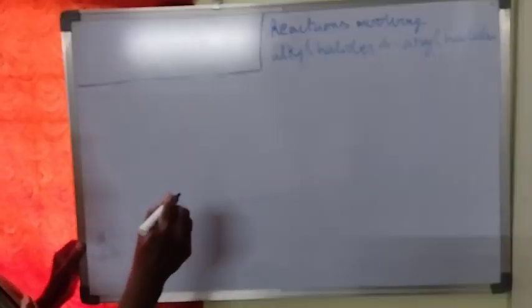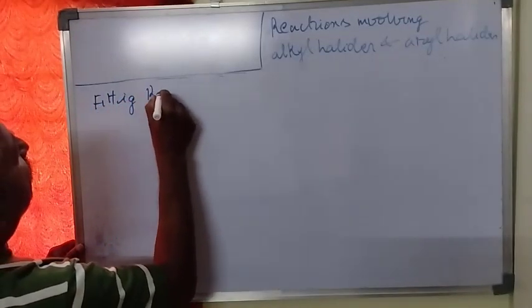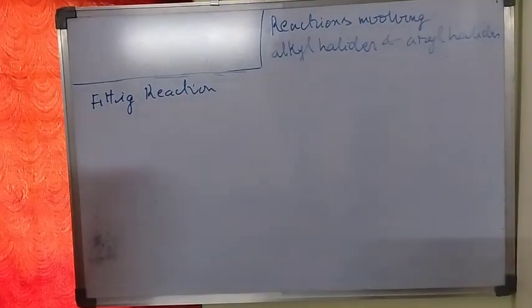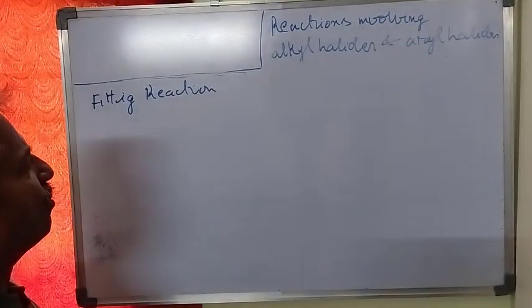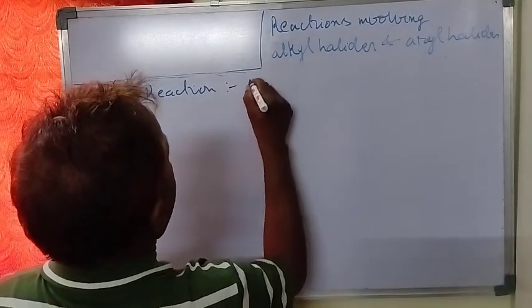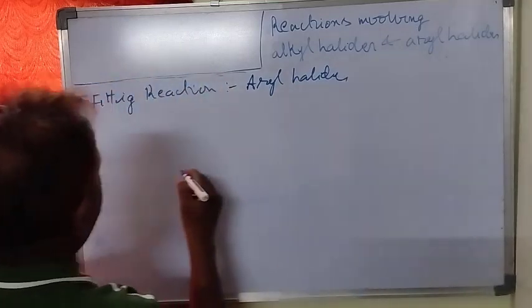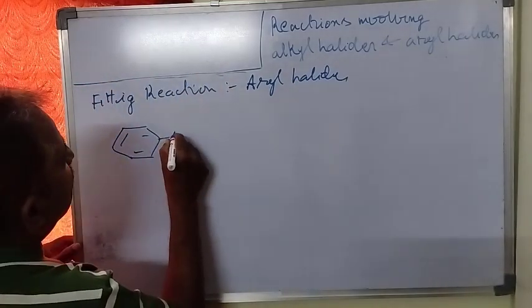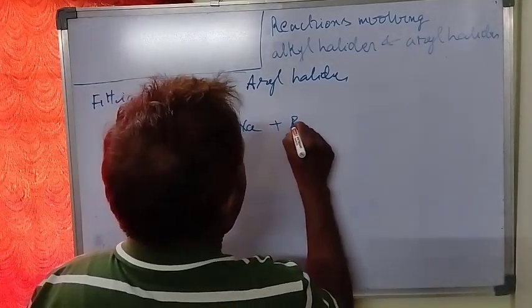Now let us see another reaction, that is the Fittig reaction. The Fittig reaction is also similar to the Wurtz reaction, but the only change is that in the Wurtz reaction we used alkyl halide, whereas in the Fittig reaction we take aryl halides. So here this is bromobenzene plus 2Na.